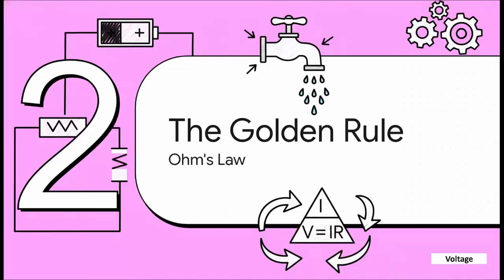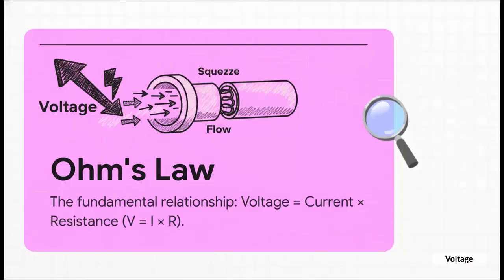All right, so now that we've met our three key players, the next big question is, how do they all relate to each other? Well, it turns out there's a beautifully simple rule that connects them all, and it's called Ohm's Law. Now, don't let the formula V equals I times R scare you. Don't think of this as some complicated math problem. Think of it more like a rule of balance. All it's really saying is that the amount of push you have, the voltage, is determined by how much flow, or current, you can shove through a certain amount of squeeze, which is the resistance.